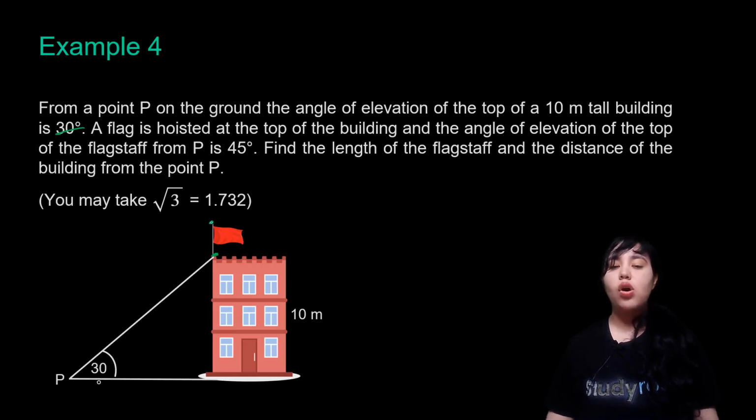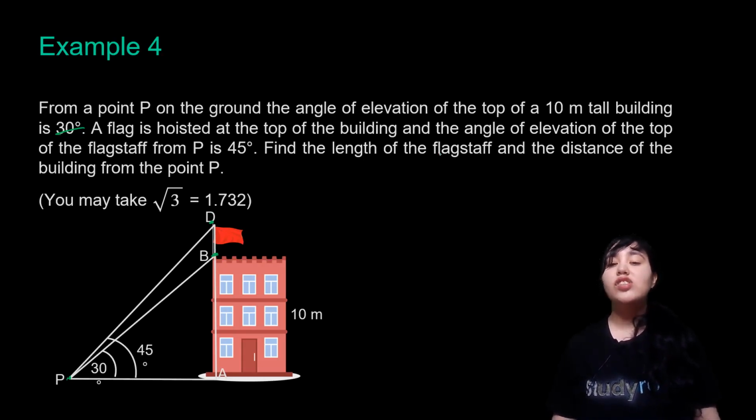So now this is your object, this is your point P. Okay, the line between them is the line of sight. The horizontal will still remain the same, which is this, and the angle between this line of sight and this horizontal will now be 45 degrees. So let me take this point as B, that is the top of the building, and the top of the flagstaff is taken to be D. This is a point P on the ground.